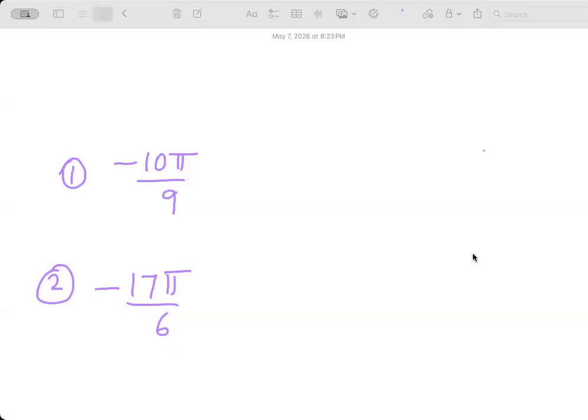Subi, I asked you which quadrant these angles lie in. Oh, I think I solved for the radian. No problem. Which quadrant do these angles lie in?